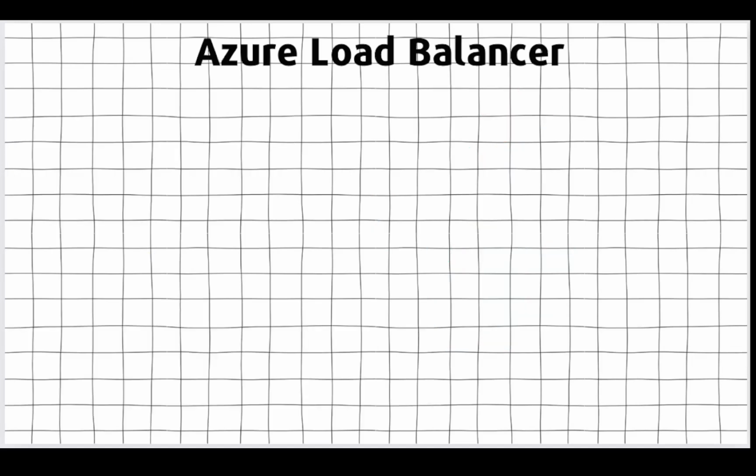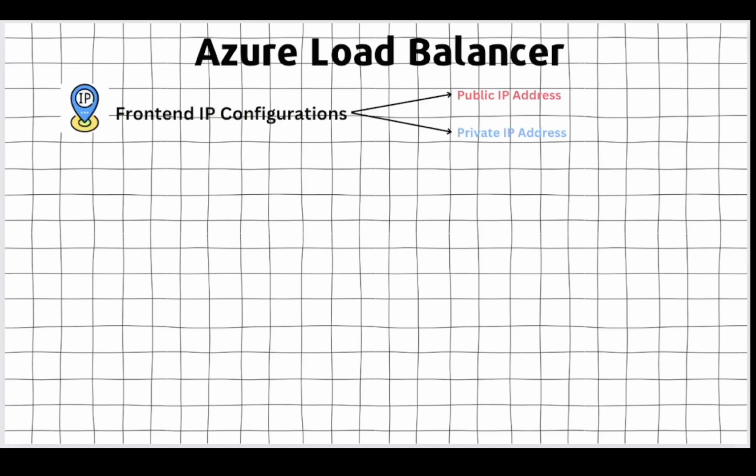Let's understand a bit more about the various components of the load balancer. The front-end IP configuration of a load balancer is the point of contact for all the clients who are coming in to access the backend pool of the load balancer. It can be either a public IP address or a private IP address. The front-end IP determines if it is a public IP load balancer or a private IP load balancer. The backend pool is a group of virtual machines which will be serving the incoming requests.